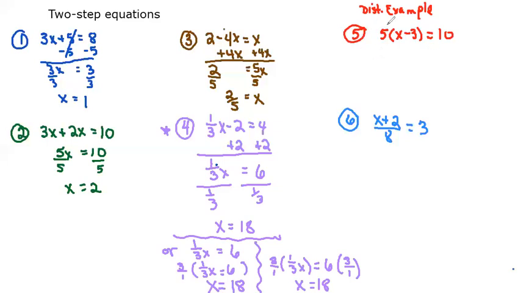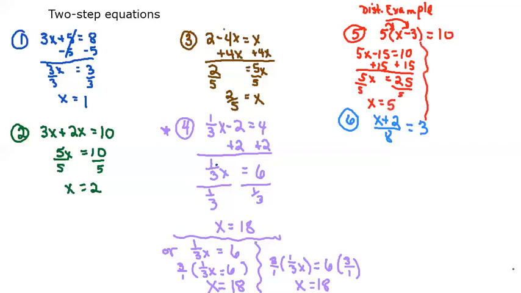So the one way we could solve this is by actually doing distribution. So I'm going to show you guys that way first. Okay, so multiplying each one over. So 5x minus 15 is equal to 10. Add 15. So 5x is equal to 25. And then divide by 5. So I have x is equal to 5. All right, so that's one way.